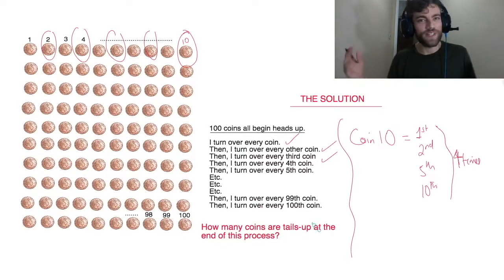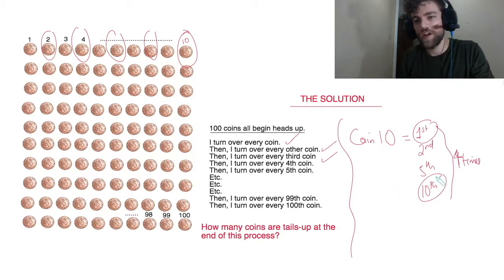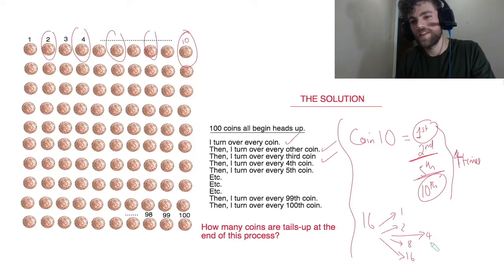It's the square numbers, of course. Factors always come in pairs. Let's look at coin 10. 1 times 10 equals 10. 2 times 5 equals 10. The only numbers in which factors do not appear as pairs is square numbers. For example, 16. 16 has the factors 1 and 16, 2 and 8, and 4 is just by itself, and therefore it has an odd number of factors.